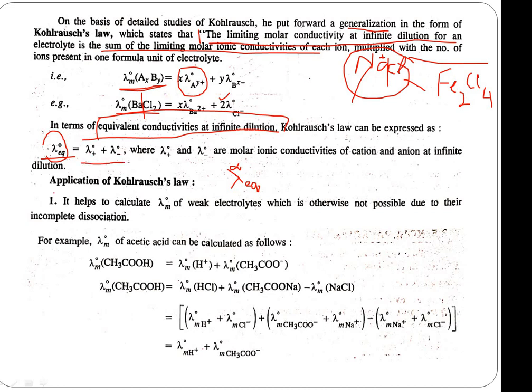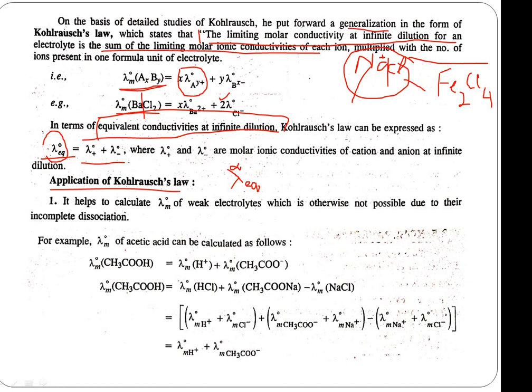ठीक है? So now जो application है इसकी, there are many applications, लेकिन जो main application है Kohlrausch's law की, with the help of Kohlrausch's law we can predict the molar conductivity at infinite dilution of weak electrolytes. अब इसका मतलब क्या है? Weak electrolytes ऐसे electrolytes they don't dissociate easily, या they dissociate to a lesser extent. लेकिन इस law की help से, even though it's a weaker electrolyte and doesn't dissociate completely into ions, we can predict the limiting value of molar conductivity of weak electrolytes.